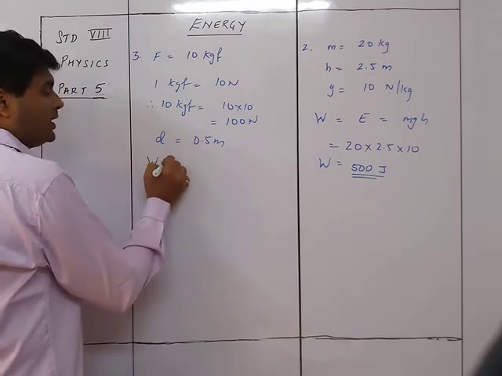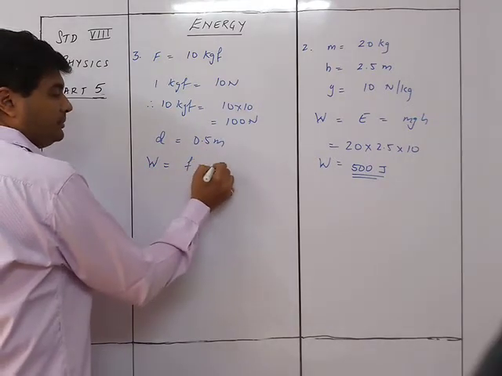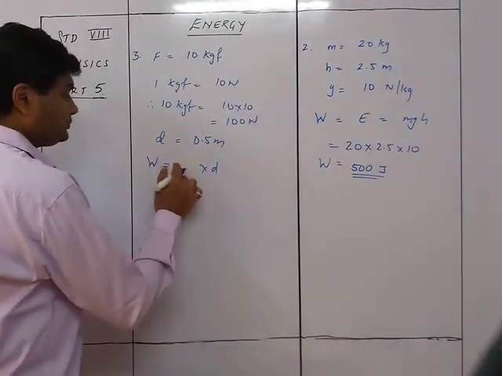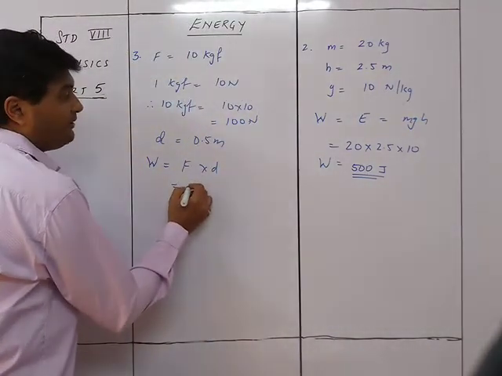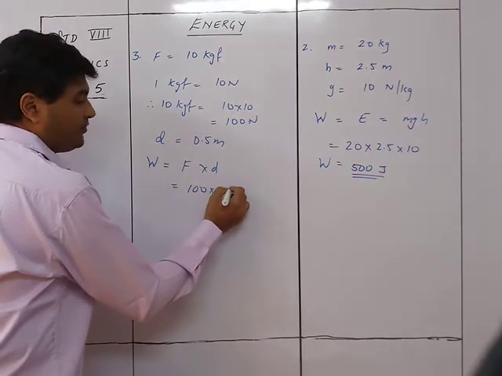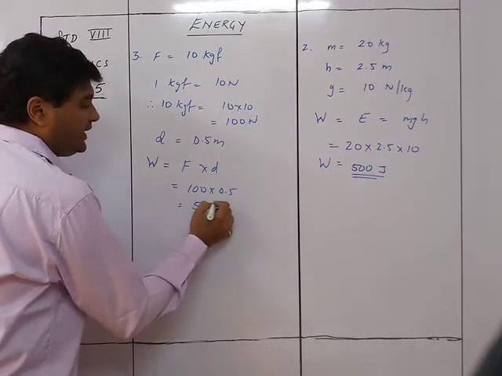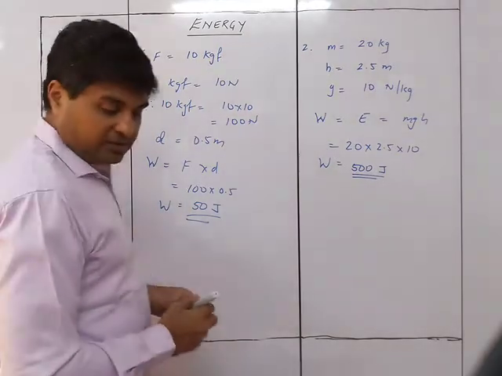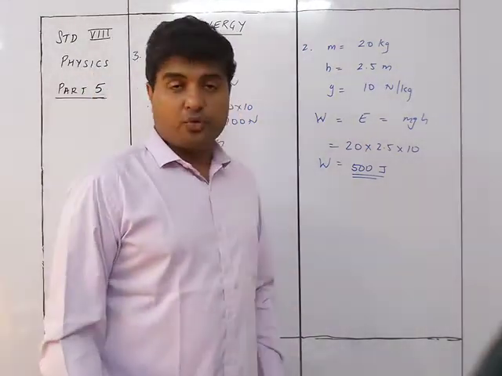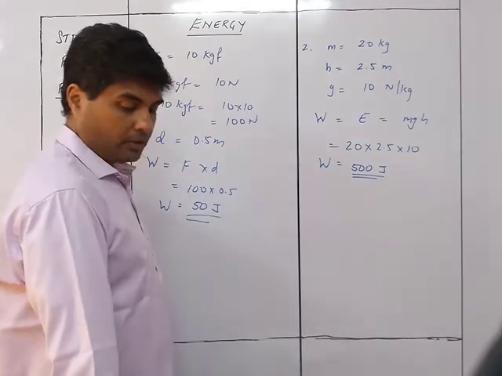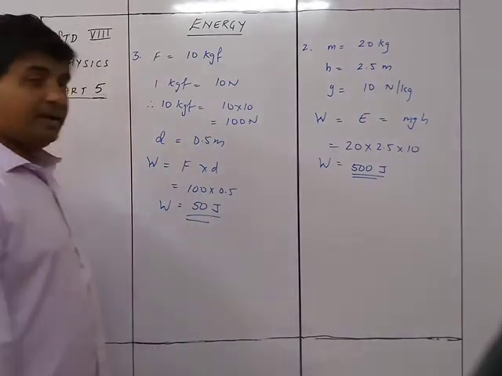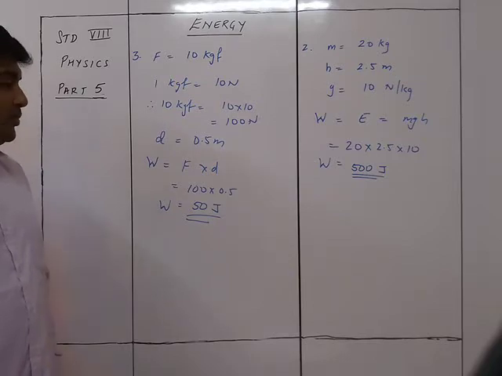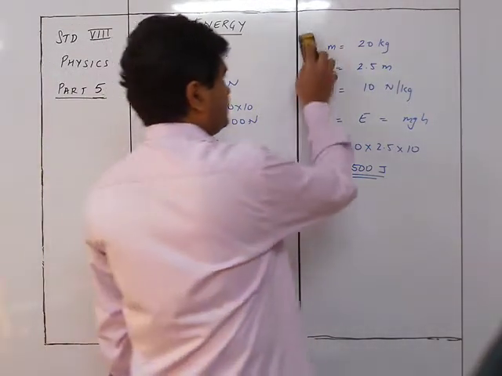Accordingly, what is the work done? Work done is F into d. So that will be F is 100 into 0.5 is equal to 50 joule. So the work done by the force is 50 joule. Is it clear? Very simple. Now we move on to sum number 4.